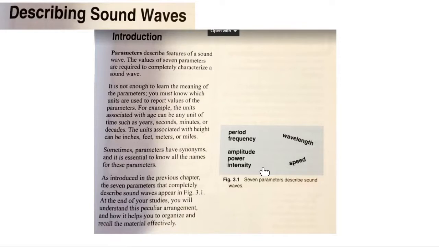It is not enough to learn the meaning of the parameters. You must know which units are used to report values of the parameters. For example, the units associated with age can be any unit of time. It could be years, seconds, minutes, or decades. The units associated with height could be inches, feet, meters, or miles. Sometimes parameters have synonyms, and it's useful to know all of the names of these parameters.